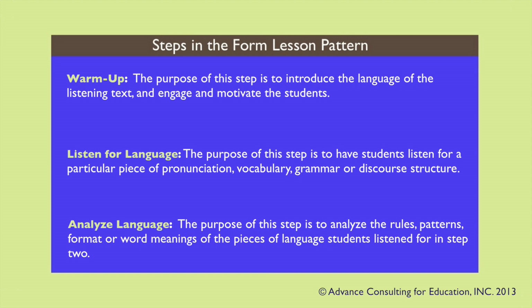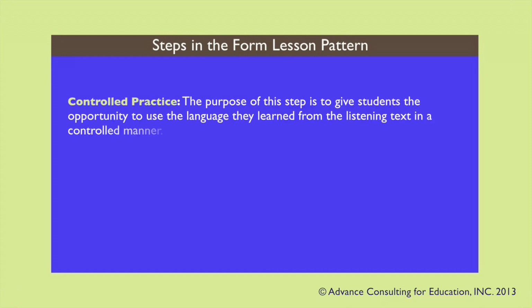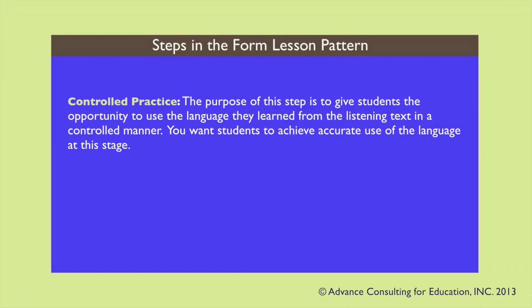So we're switching to the productive side of things here, but we're still focusing on form. So we're going to analyze the rules, patterns, format, or meanings of whatever particular pieces of language you had students listen for in step 2. In step 4, students are completing a controlled practice activity. So you want to give them the opportunity to use the language they learned from the listening text in a controlled manner. You want students to be accurate, and you're going to give them quite detailed feedback. You're once again focusing on form, but this is another productive step.